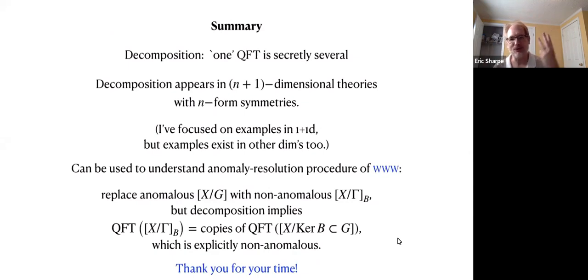And then finally, if you remember only three things from this talk, let the third thing be that decomposition can be applied to understand, for example, the anomaly resolution procedure of Wang-Wen-Witten. They start with some anomalous orbifold, replace it with some larger orbifold with quantum symmetries, but decomposition implies that the result of their procedure is equivalent to a disjoint union of orbifolds by non-anomalous subgroups, which is explicitly non-anomalous. That, to my mind, is a very simple, clean understanding of why Wang-Wen-Witten works. The orbifolds they're building are equivalent to orbifolds in which there is explicitly no anomaly at all. So it's no wonder that the anomaly is resolved. And with that, I'm going to close and ask if anyone has any questions.